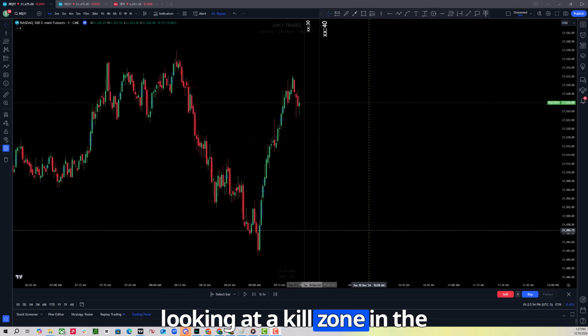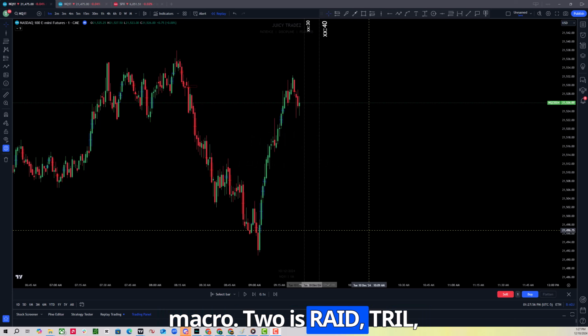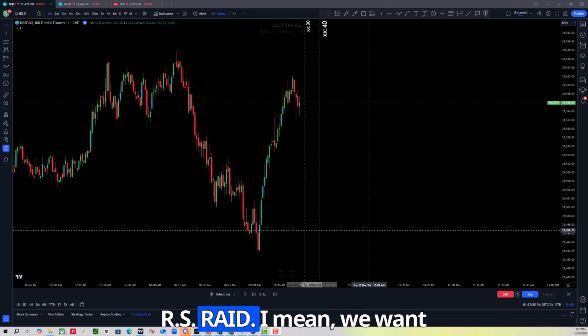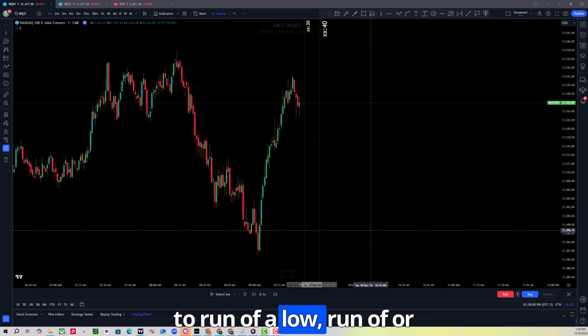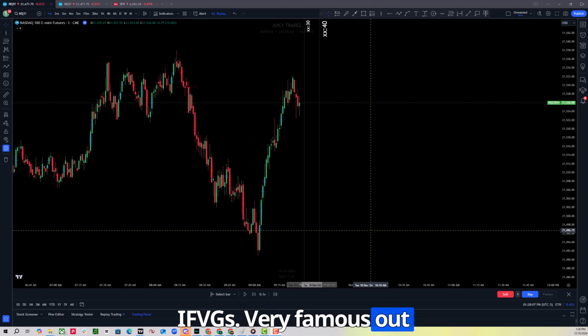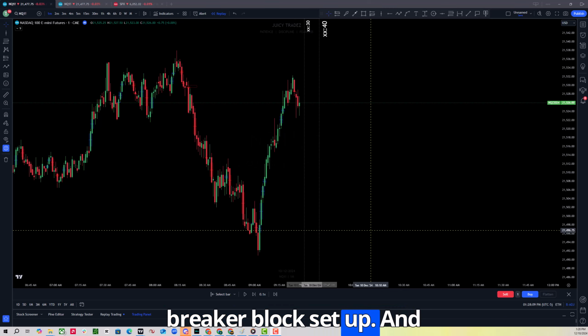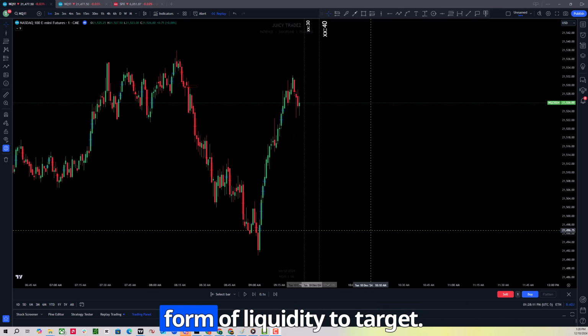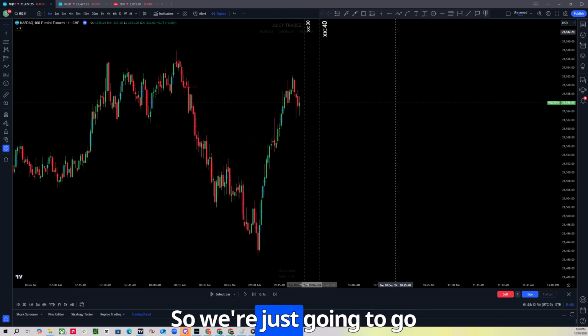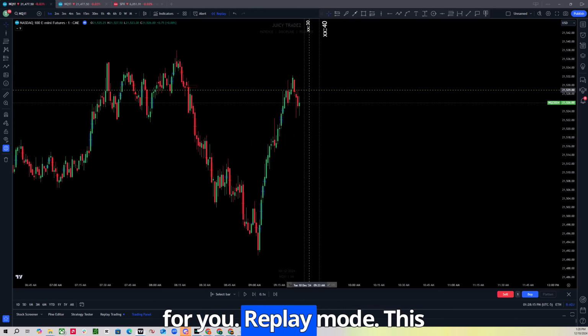We're looking at a kill zone in the macro. 2 is raid, T.R.I.L. R is raid, meaning we want a run of a low or a run of a high. Inversion, we prefer the inversion setups. That's our IFVGs, very famous out here on Twitter, in the breaker block setup. And last but not least, some form of liquidity to target. So we're just going to go ahead and break it down for you in replay mode.